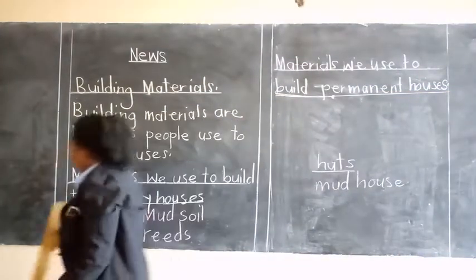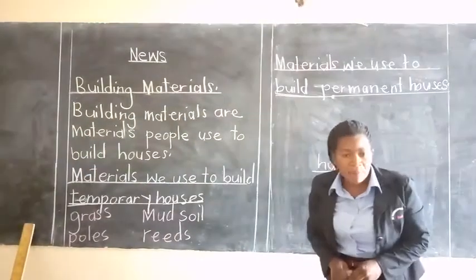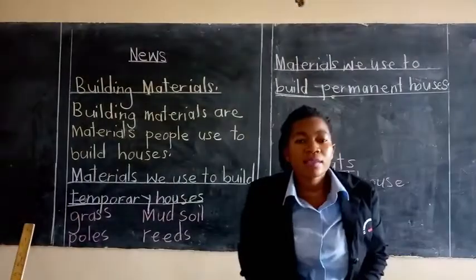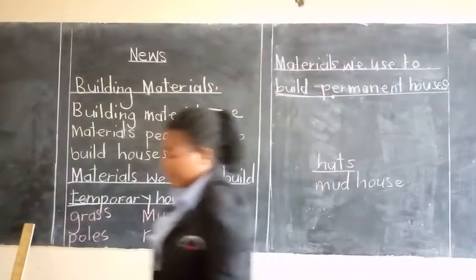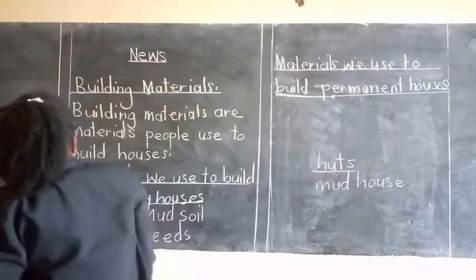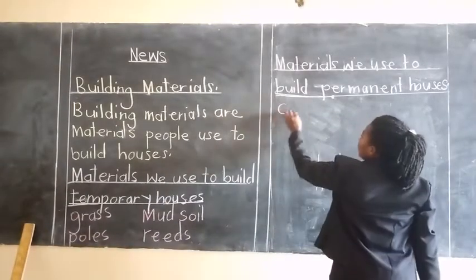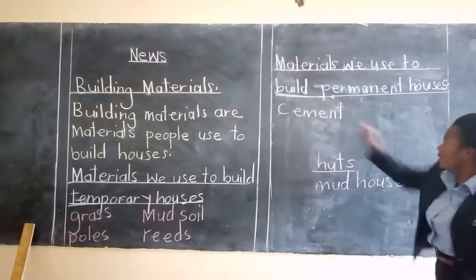So, we are also going to have the materials that we can use to build permanent houses. The first material is cement. Cement is the first material that we can use to build permanent houses. So, this one is the word cement.